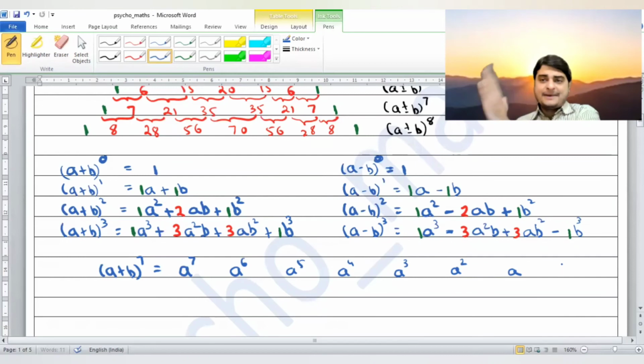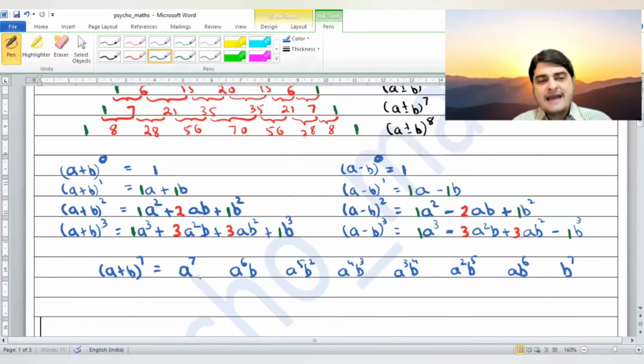But from the same place, we need to start b raised to 7, b raised to 6, b raised to 5, b raised to 4, b raised to 3, b raised to 2, b raised to 1 is b, and b raised to 0 is 1. We need not write it.